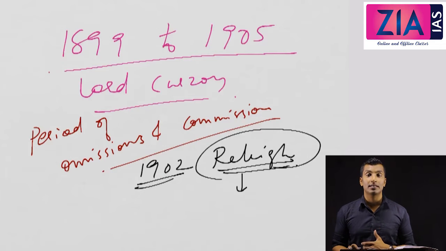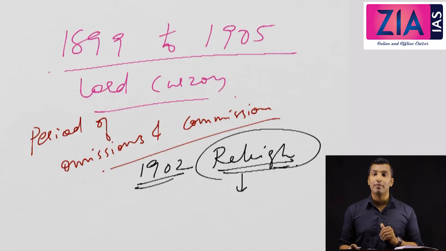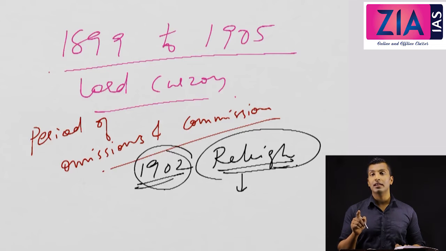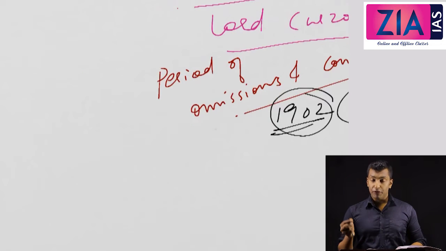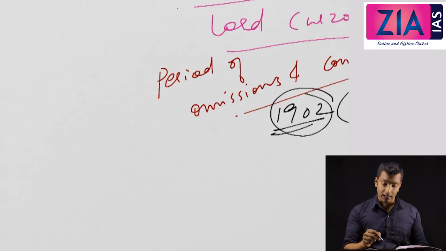Lord Curzon's period in history is known as the period of omissions and commissions. Discuss, comment, critically analyze, whatever it is. So be very attentive to this session. This can be a mains question, and you'll get some points in the prelims also. The first commission I need to discuss is the 1902 Raleigh Commission, which was appointed for the purpose of education.